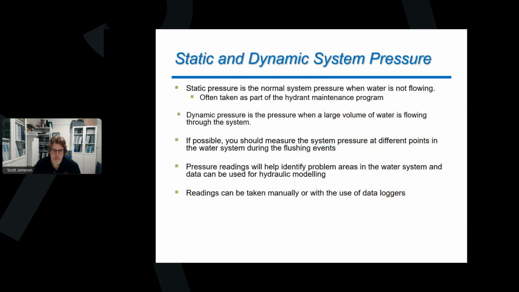When we're doing those, we want to look at both static and dynamic system pressures. So static pressure, that's when we're not discharging water from the system. So what we would normally say, what is our pressure in the system? And the dynamic pressure, well, that's when I have my flushing point open and we're flowing all the water. Okay, what does the pressure drop to now when I'm discharging the water? And if we're just using manual gauges, well, we've got to go over there and read that pressure while the flushing is going.